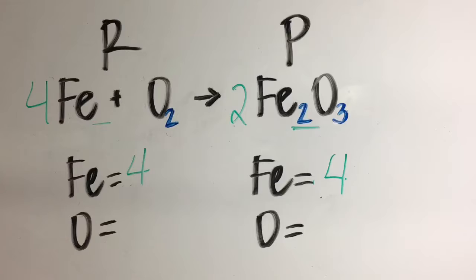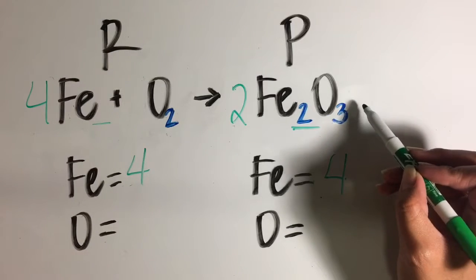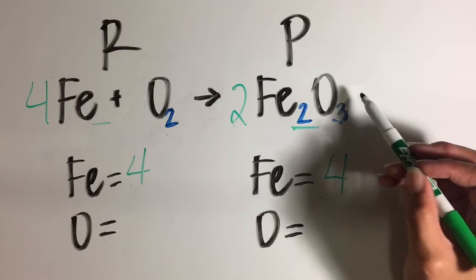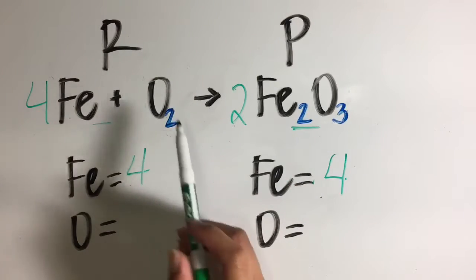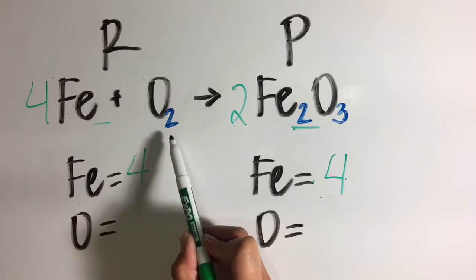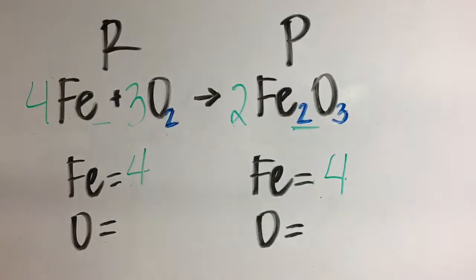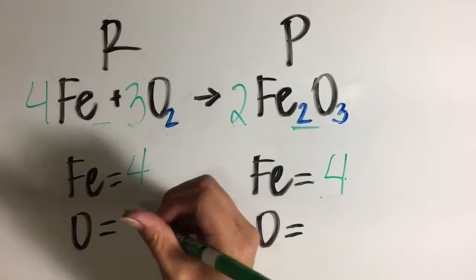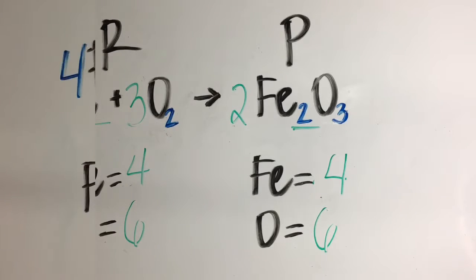Then you save oxygen for last. If you look at the product side, 2 times 3 is equal to 6, which means 6 atoms of oxygen on the product side that I would have to match on the reactant side. Right now I only have 2 atoms of oxygen, so I would add the coefficient of 3 to make that equal 6, which then would give me a total amount of 6 atoms of oxygen on the reactant side and on the product side. And now you have yourself a balanced chemical equation.